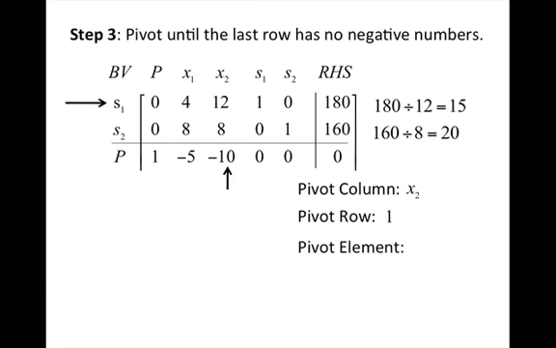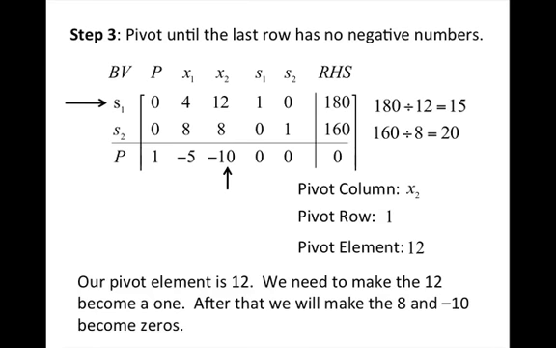For the pivot element, take the number that's in row 1 and the x sub 2 column, the pivot row and the pivot column, and that's the 12. So since our pivot element is the 12, we're going to make the 12 become a 1, and all the other elements become a 0. So the 8 and the -10 need to become zeros.